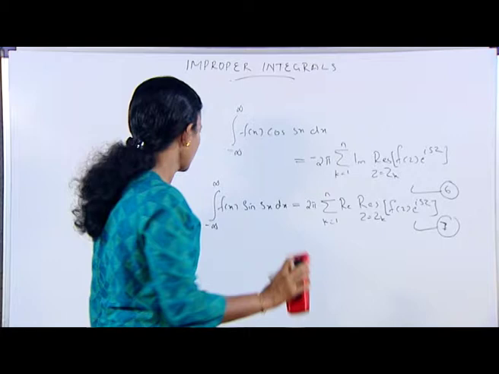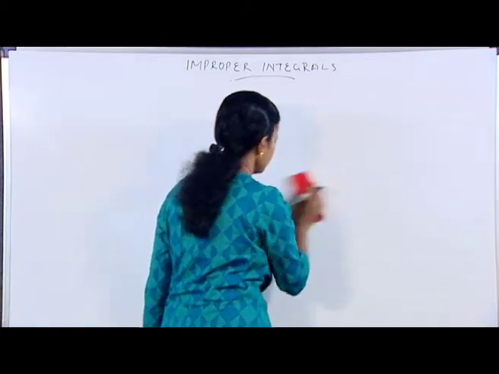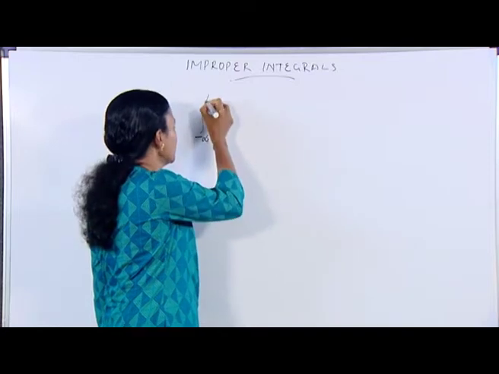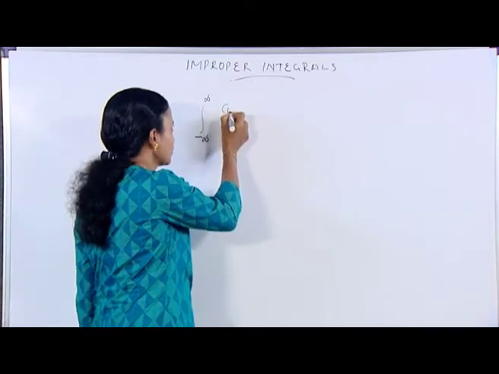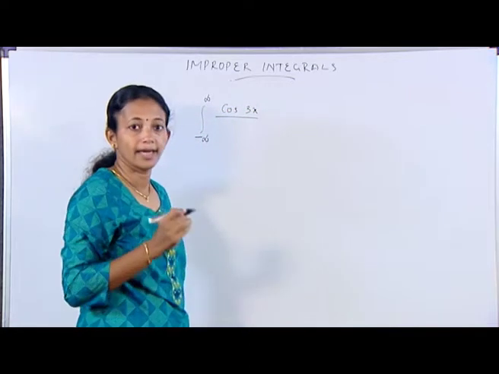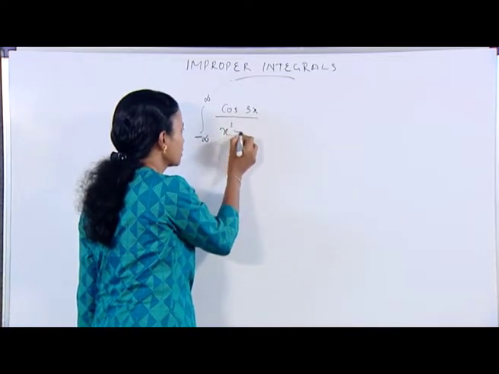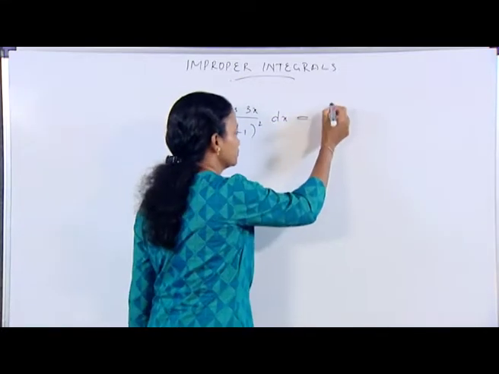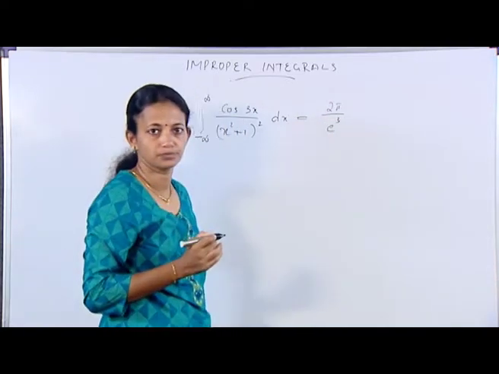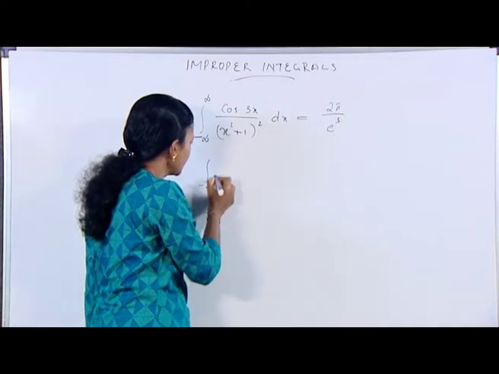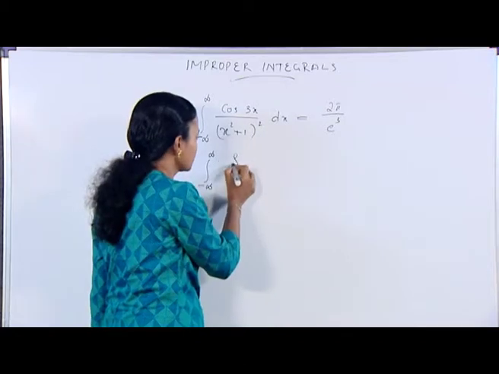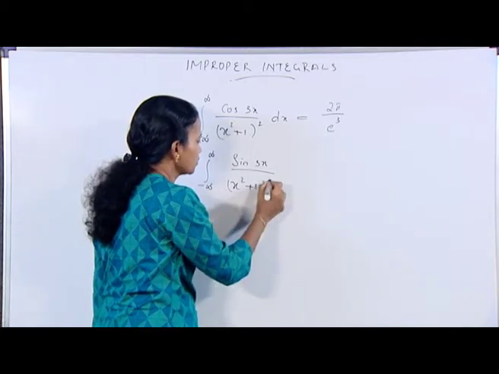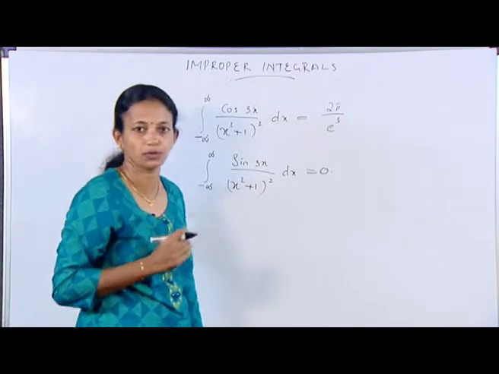Example 1. Show that the integral from minus infinity to infinity of cos 3x divided by (x squared plus 1) whole squared dx is equal to 2 pi by e raised to 3, and the integral from minus infinity to infinity of sin 3x divided by (x squared plus 1) whole squared dx is equal to 0. This we have to show.